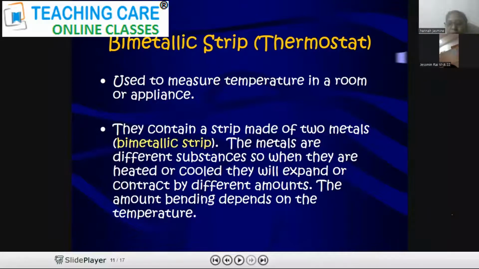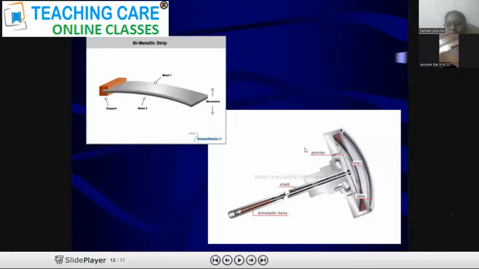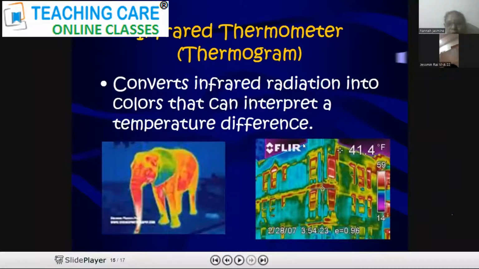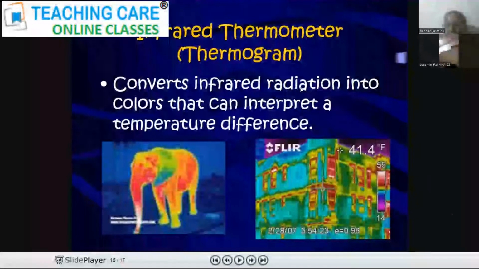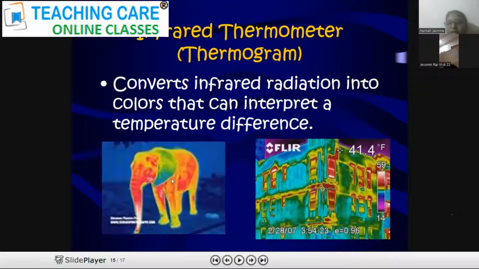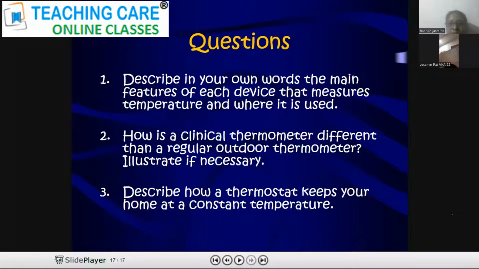Okay, bimetallic strip thermostat. I'll show you the picture. This is how it looks. Bimetallic, and it's contained with the shaft. Okay, ma'am. This is not required for you. This is an infrared thermometer, thermogram. It converts the infrared radiation into colors that can be interpreted as temperature difference. Can you see the temperature difference in the elephant? The ear is green in color. It means that it's a lesser temperature compared to the body. Yes, ma'am. Okay, we are done with it. I have to give you one more explanation on this, and then we'll move on.